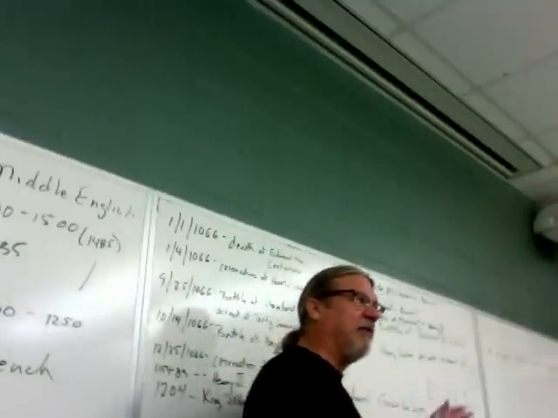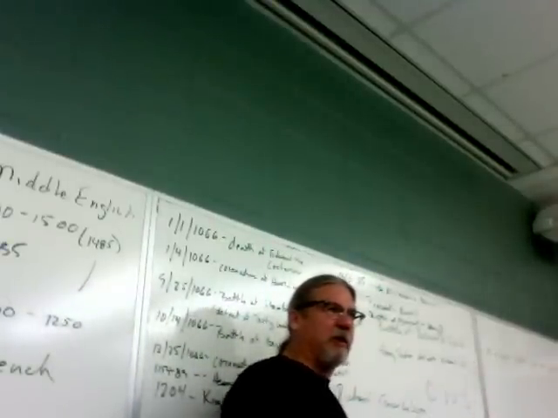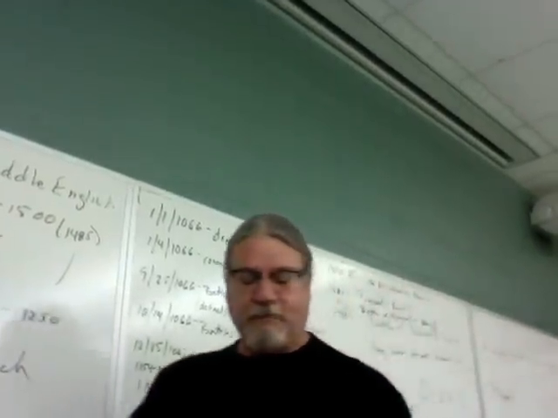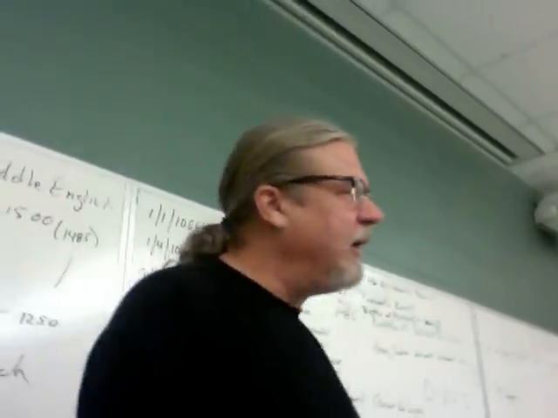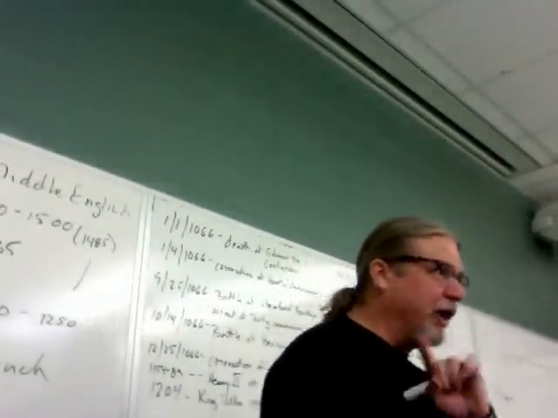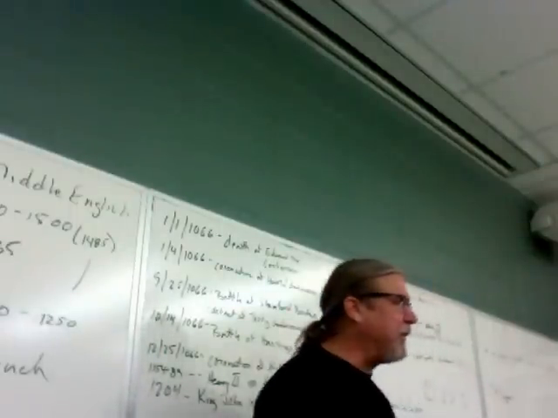Anybody know what kind of thing went throughout Europe in the 14th century? Plague. Black Death. The Black Death. It came in waves. Okay? How many people died as a result of the plague in the 14th century? A third. A third of the population of Europe.